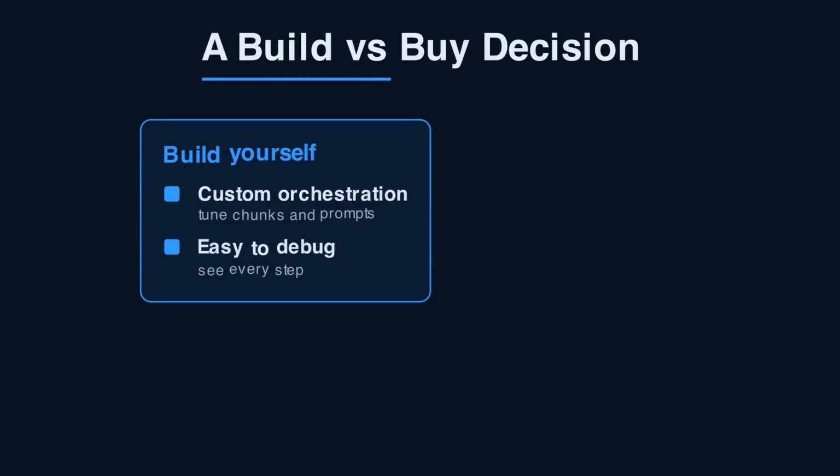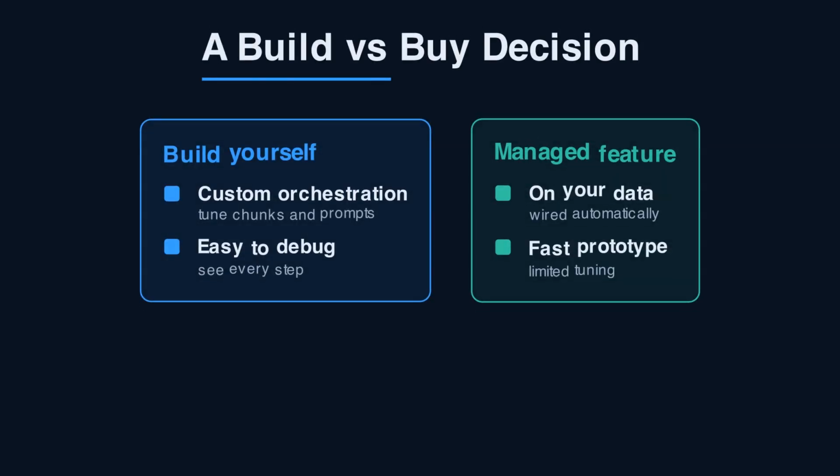One decision worth calling out. Do you orchestrate retrieval yourself in code, or use the built-in integration where AI Search and Azure OpenAI connect for you? Doing it yourself, what I've just shown, gives you full control over chunking, prompt shape, and ranking, and it's easy to debug. The managed on-your-data feature is faster to stand up, but hides the retrieval logic and limits tuning. My rule of thumb: prototype with the managed path, but build the explicit pipeline for production where you need to control quality and cost.